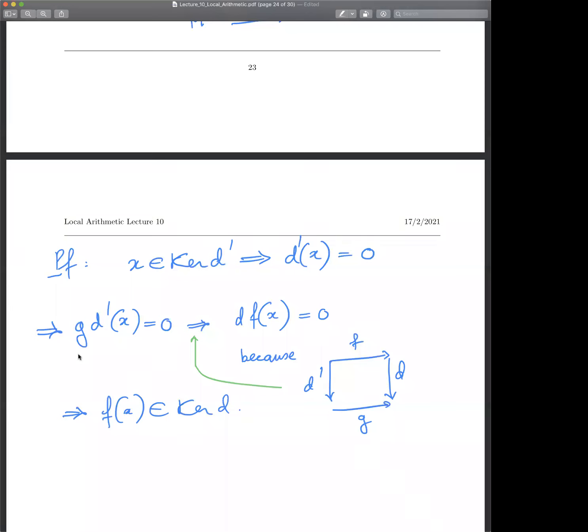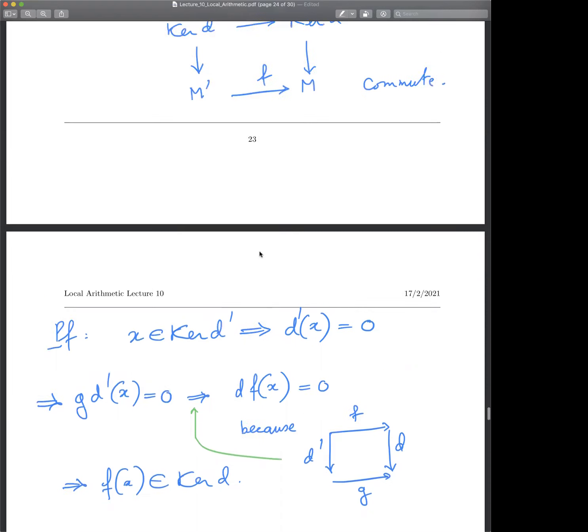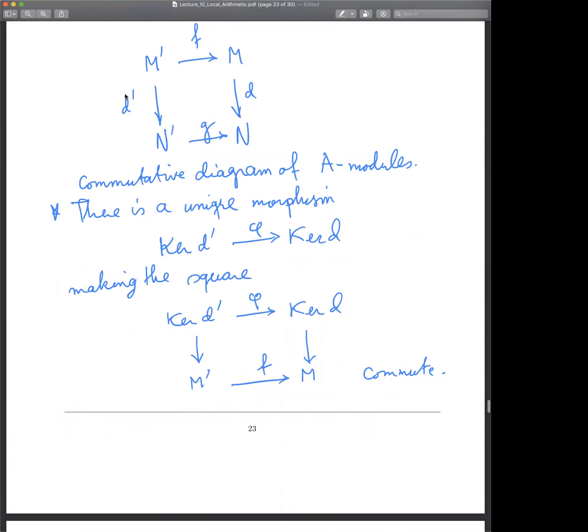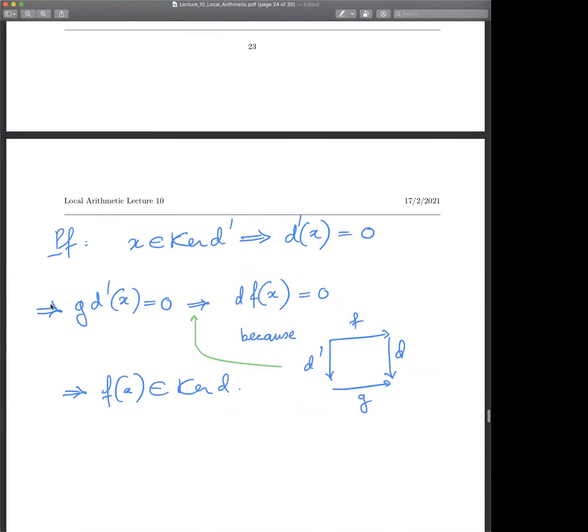Because g and all the maps are morphisms of A modules. But g d prime is the same as d f. Look at this diagram here. g d prime is the same as d f. So if g of d prime of x is 0, then d of f of x is 0, which means that f of x is in the kernel of d.